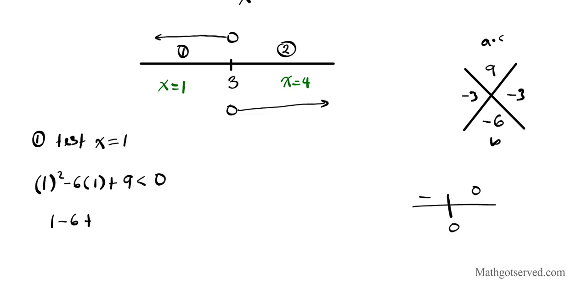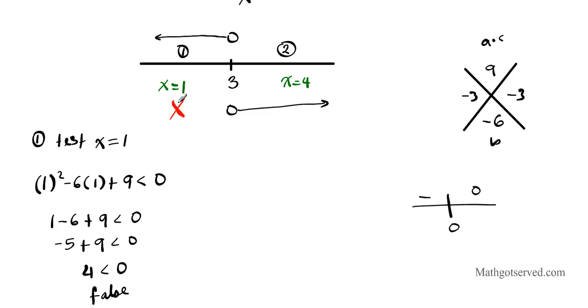1 minus 6 plus 9, is it less than 0? 1 minus 6 is negative 5, plus 9, is it less than 0? Negative 5 plus 9 is 4. Is 4 less than 0? Absolutely not. This is false. So guess what? Interval 1 is bad. Okay? So this interval is no good.